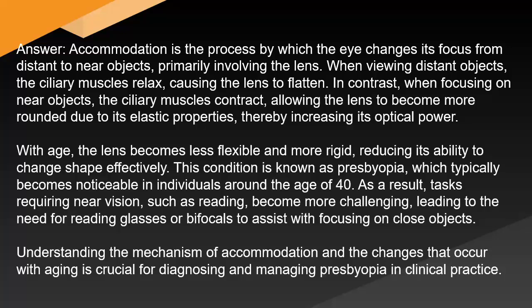With age, the lens becomes less flexible and more rigid, reducing its ability to change shape effectively. This condition is known as presbyopia, which typically becomes noticeable in individuals around the age of 40. As a result, tasks requiring near vision, such as reading, become more challenging, leading to the need for reading glasses or bifocals to assist with focusing on close objects. Understanding the mechanism of accommodation and the changes that occur with aging is crucial for diagnosing and managing presbyopia in clinical practice.